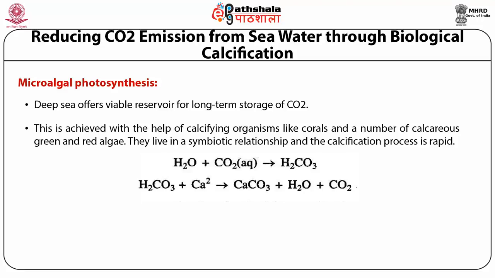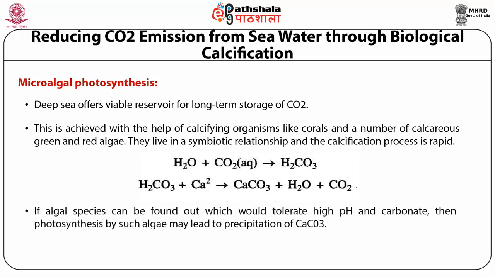Water reacts with carbon dioxide in aqueous media and forms carbonic acid. This carbonic acid reacts with calcium present in the sea and forms calcium carbonate. If algal species can be found which would tolerate high pH and carbonate, then photosynthesis by such algae may lead to precipitation of calcium carbonate.